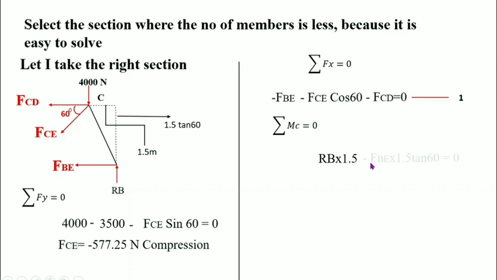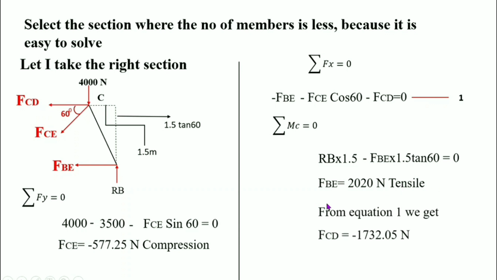RB into 1.5 minus FBE into 1.5 tan 60 is equal to 0. Taking anti-clockwise as positive and clockwise as negative, we get the sign conventions. FBE is equal to 2020 Newton. The positive sign indicates this is a tensile force. From equation 1, we also get FCD is equal to minus 1732.05 Newton. The minus sign indicates it is a compression member. So we find out all the member forces in the question.